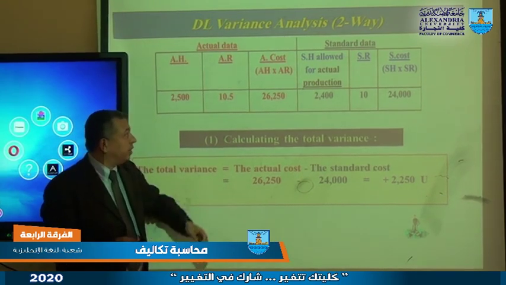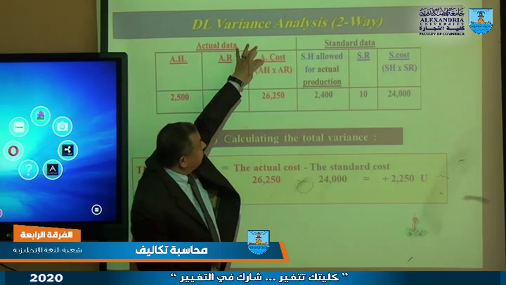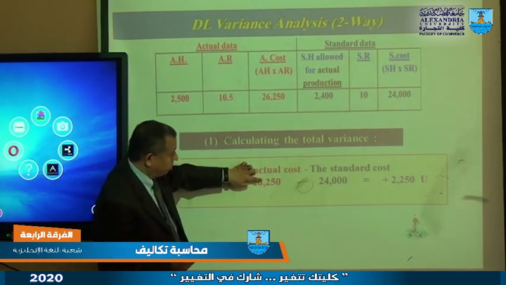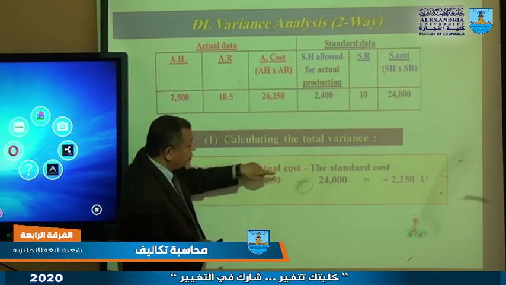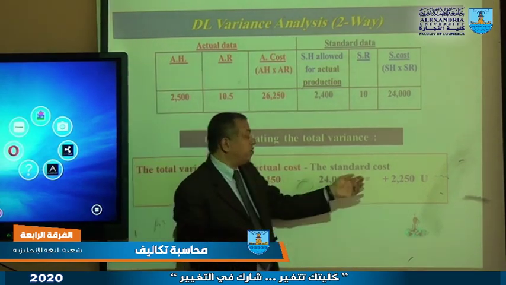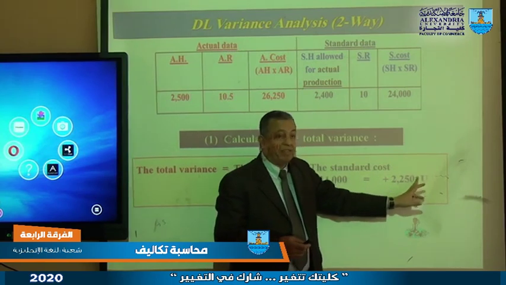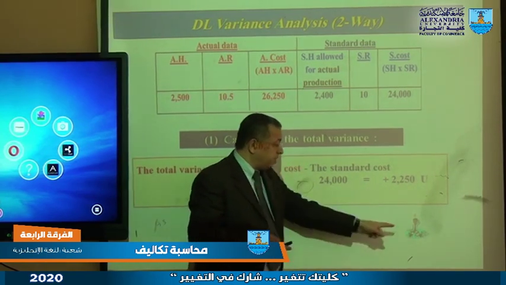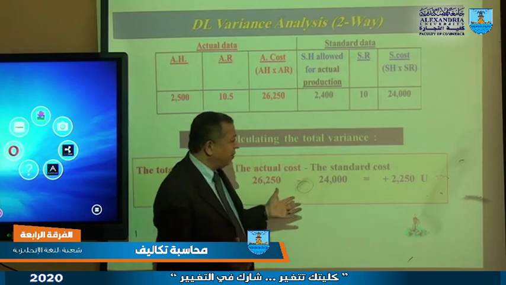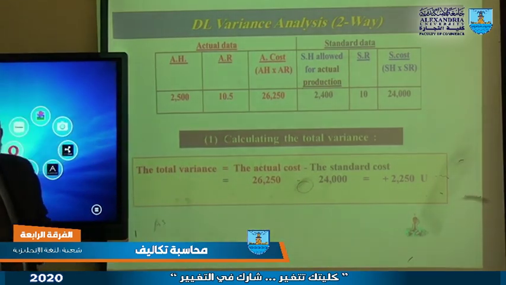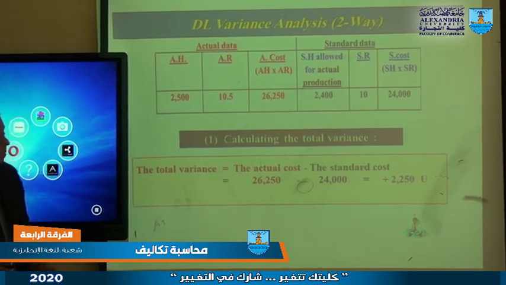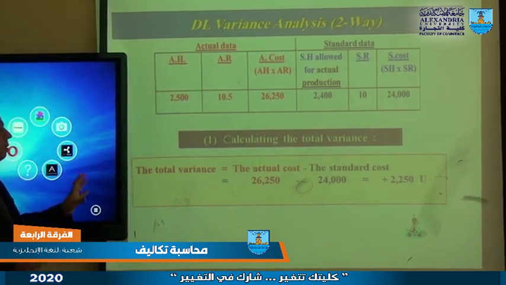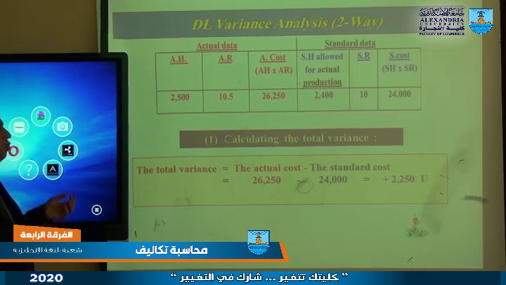How to calculate total variance? From my table: actual cost minus standard cost. Again, actual cost minus standard cost. Here my total variance is positive, unfavorable. This amount. I ask myself, why do I have this total variance of direct labor? Maybe efficiency, maybe rate. How to calculate? From a point of view, very simple. If you know the equation, you will use the amounts.